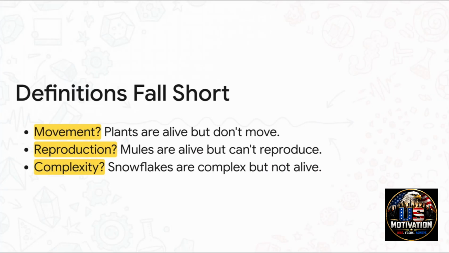And you know, this problem just gets worse the more you dig. For every single rule you try to set for life, there's always some annoying exception. You say, okay, life has to move. Really? What about a tree? You say it has to reproduce. Well, what about mules? They're definitely alive, but they can't have babies. Complexity, that's it. Okay, but have you ever seen a snowflake up close? It's one of the most beautiful, complex, ordered things in nature, and nobody's calling a snowflake alive. It kind of feels like we're hitting a wall here.